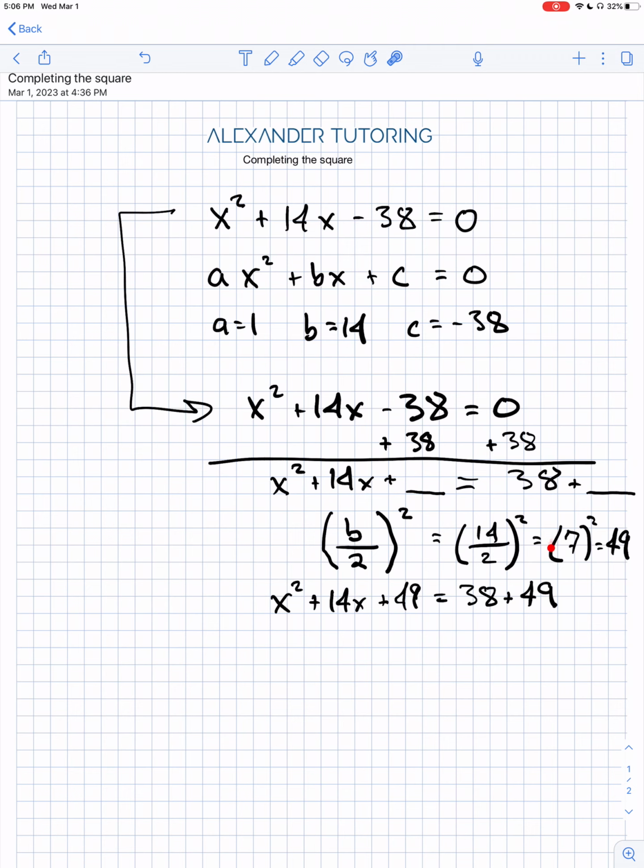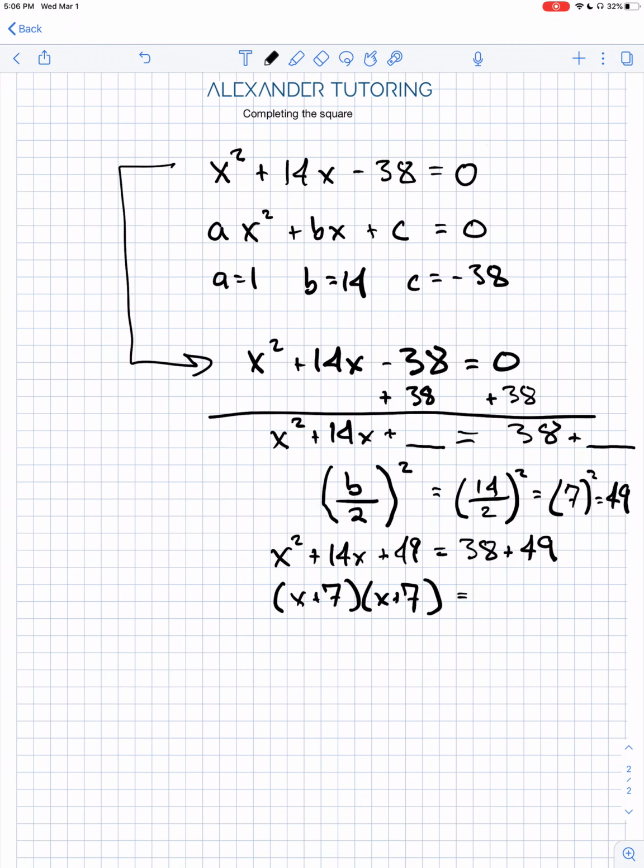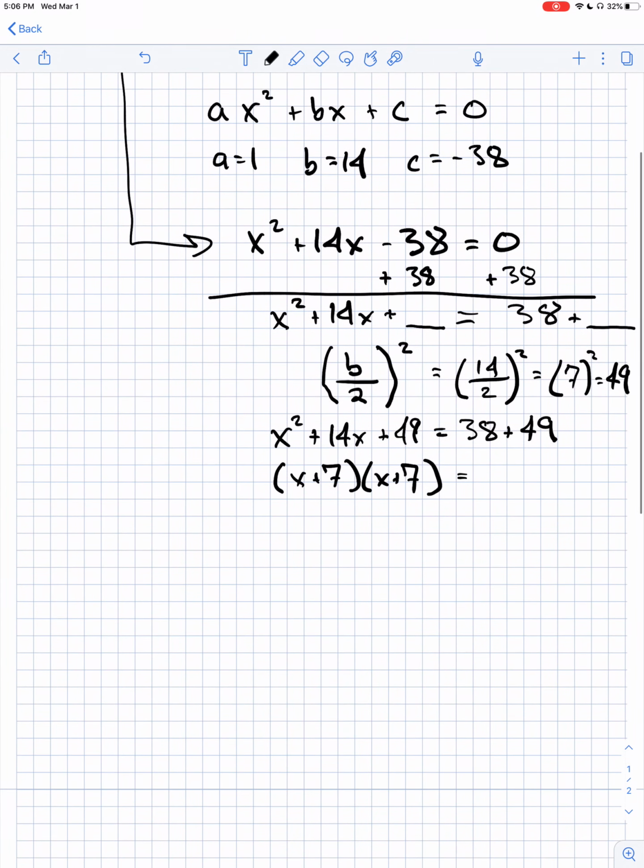Hint, it's always going to be the number in here by design, which is 7. 7 plus 7 is 14. 7 times 7 is 49. In other words, we can factor this guy like that, which is the point, and then 38 plus 49 is 87.